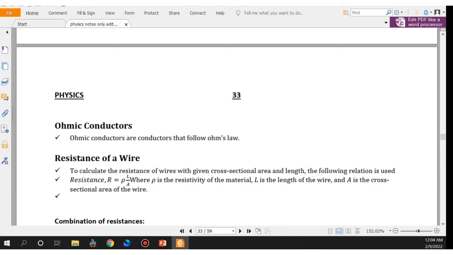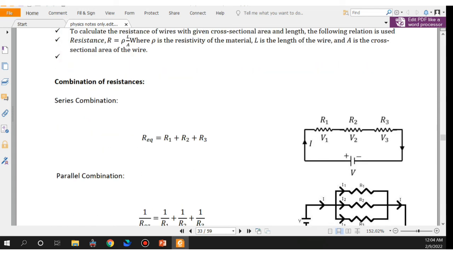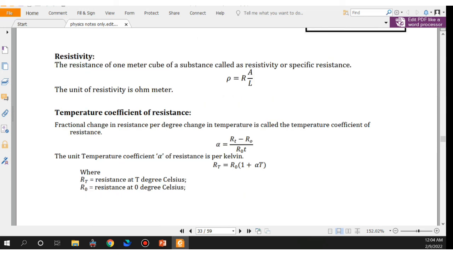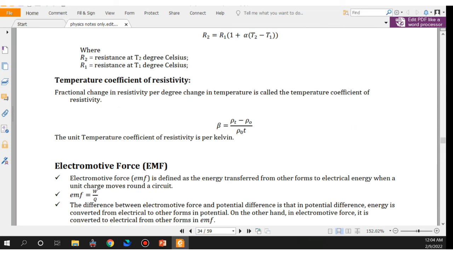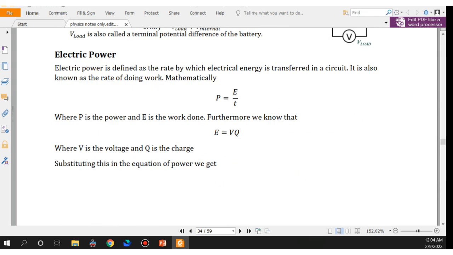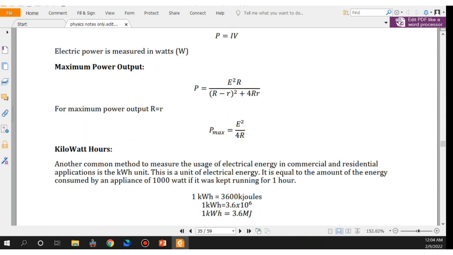Then we have the resistance of a wire, R equals rho L over A, and the combination of resistances, the resistivity formula, the temperature coefficient of resistance, and the temperature coefficient of resistivity. This is again very important. Then we have electromotive force, internal resistance, electric power, and the maximum power output along with the kilowatt hours. So you can have these notes and make sure to study and prepare yourself by utilizing them.